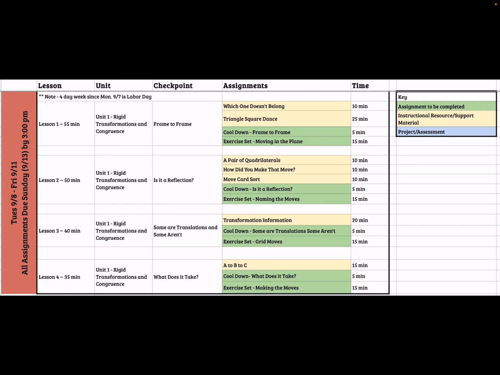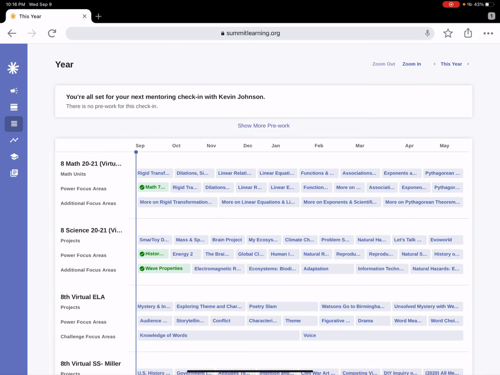The 3 things at the top, like we've talked about before, are support materials to help you understand how to do it. And then the cool down and exercise set are the 2 things you're turning in for a grade. So I'm going to Summit. Math happens to be this kid's first one in their list. I don't know if it's always first for you or not.